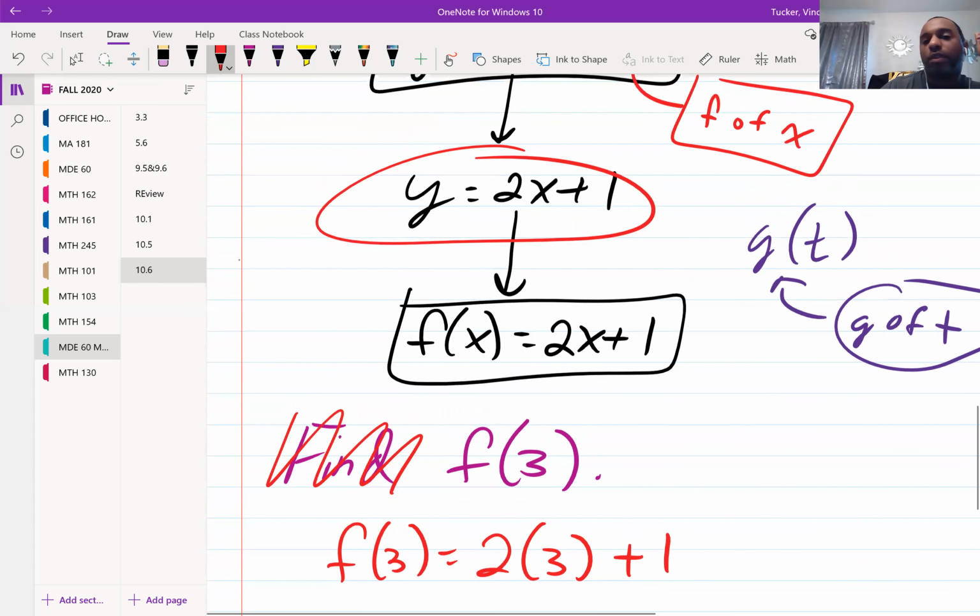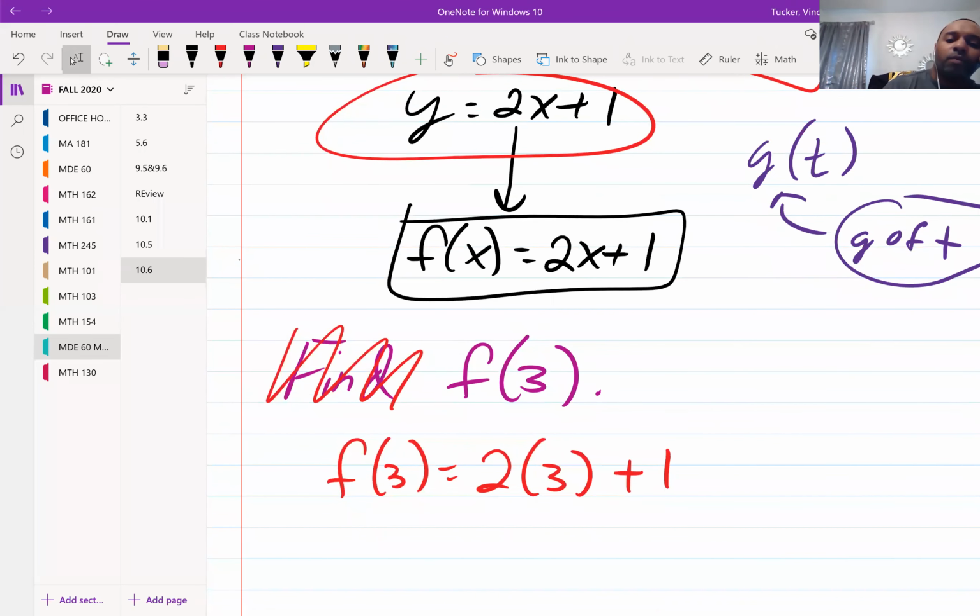I'm trying to give you a chance, hopefully. Nobody else is copying, right? If I scroll up, everybody good? Like that. So calculate, and that's 7.